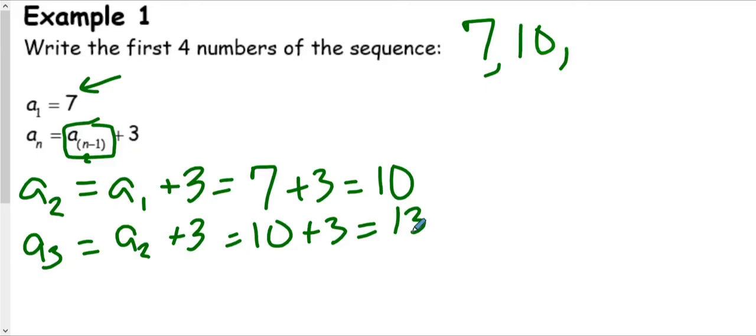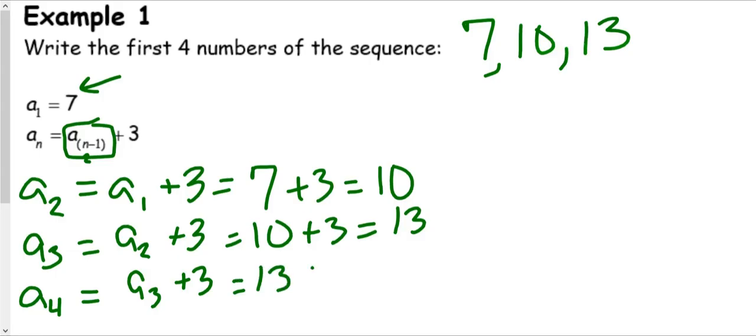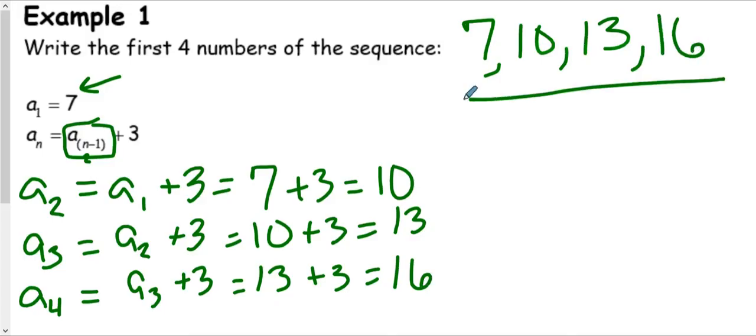So what's the fourth term? A sub 4 is what we're looking for, which means I'm going to use A sub 3 plus 3. And A sub 3 was 13, and 13 plus 3 is 16. So the first 4 terms of this sequence are 7, 10, 13, and 16. Make sure that when you write these down, they're separated by commas. Otherwise, you just have one long string of numbers. Make sure they're separated by commas.